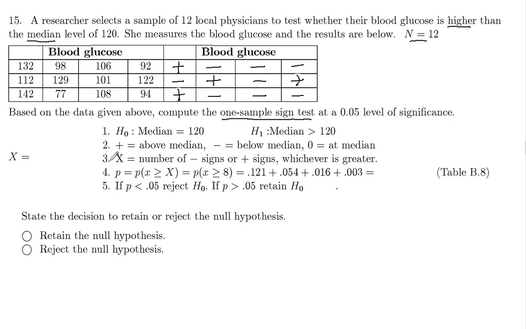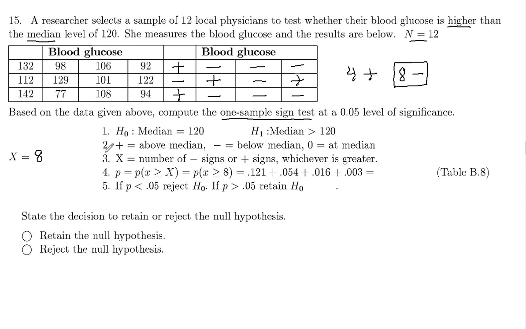Then your test statistic x is going to be either the number of minus or plus signs, whichever is greater. So we count up our plus signs. We got 1, 2, 3, 4 plus signs. And then we got 1, 2, 3, 4, 5, 6, 7, 8 minus signs. There are more minus signs than plus signs, so 8 is going to be the value of our test statistic. So x is equal to 8.